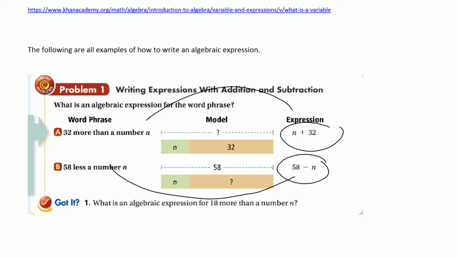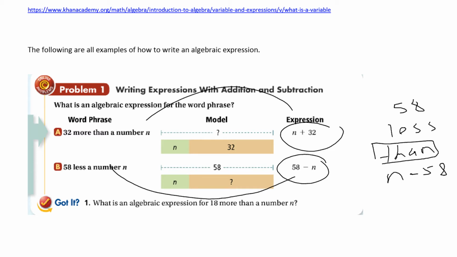If instead of 58 less a number n, I had 58 less than, then I would have n minus 58. N minus 58. That word than being the difference in 58 less than and 58 less the number. So make sure you pay attention to that.